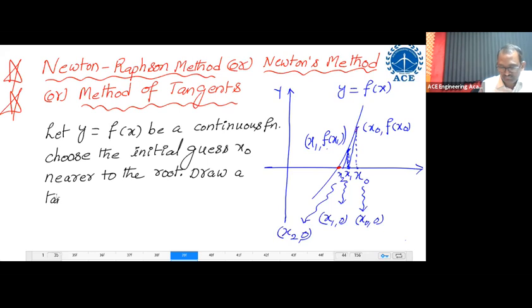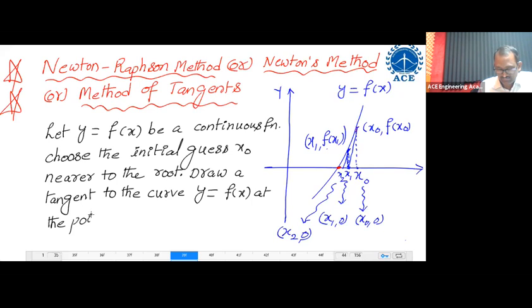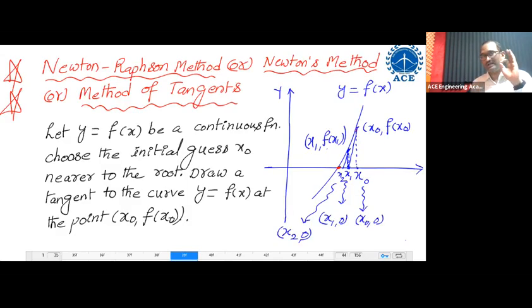Draw a tangent to the curve y is equal to f of x at the point x0 comma f of x0. I have drawn a tangent to the curve at the point x0 comma f of x0. What is the equation of the tangent?